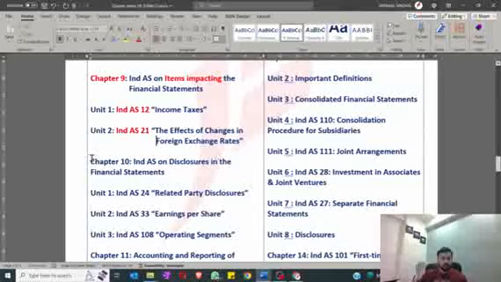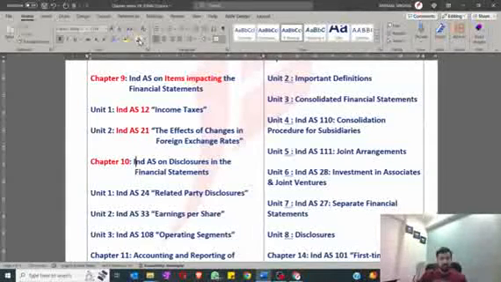Next is chapter 10. Chapter 10 covers Ind-AS on disclosures in the financial statements. So the Ind-AS we'll be studying here will be on disclosures. A very important part of financial reporting.